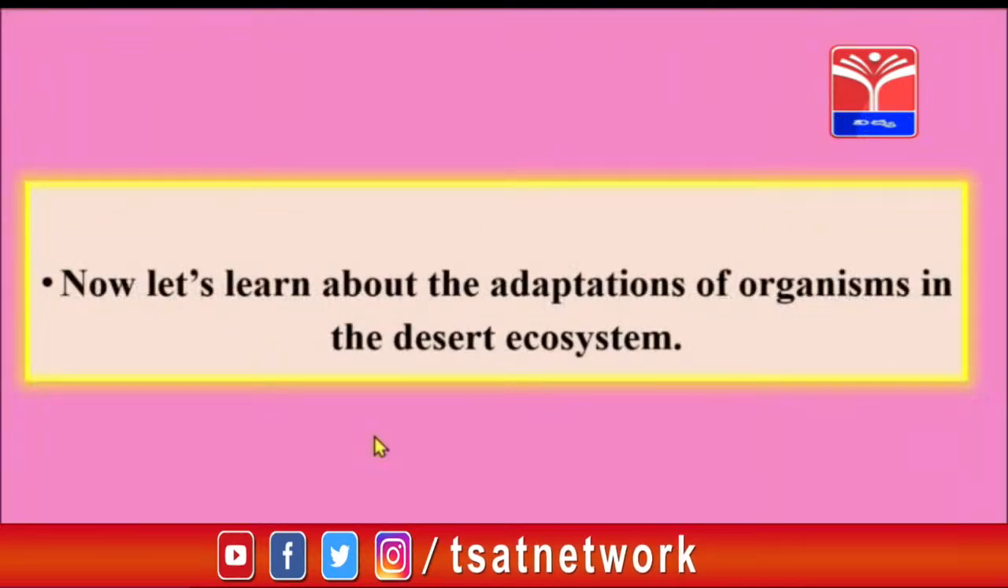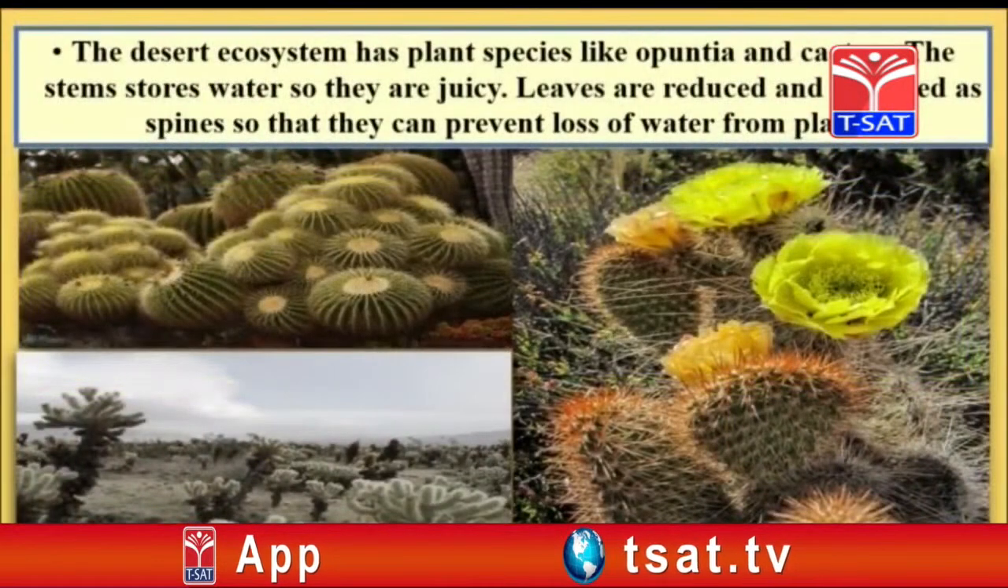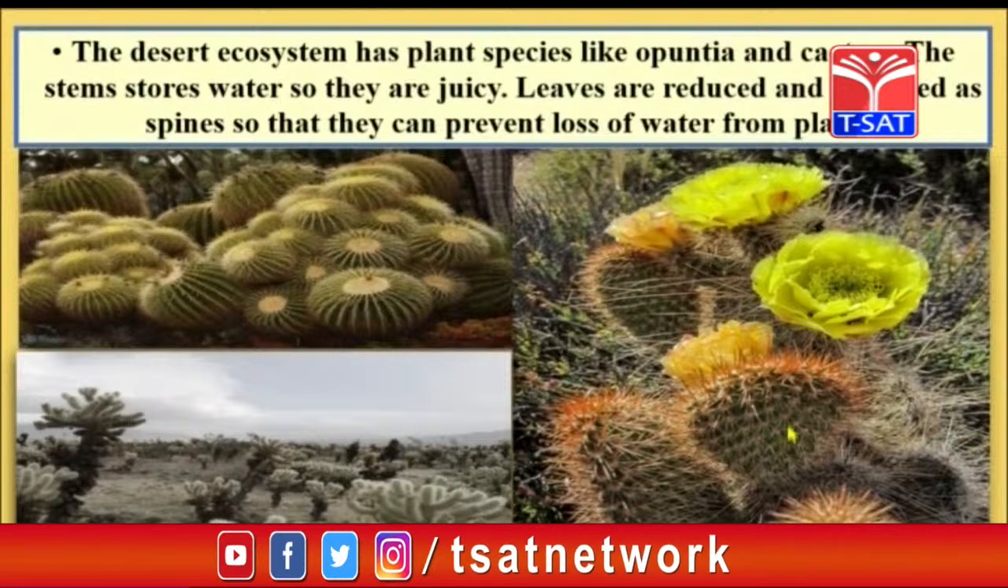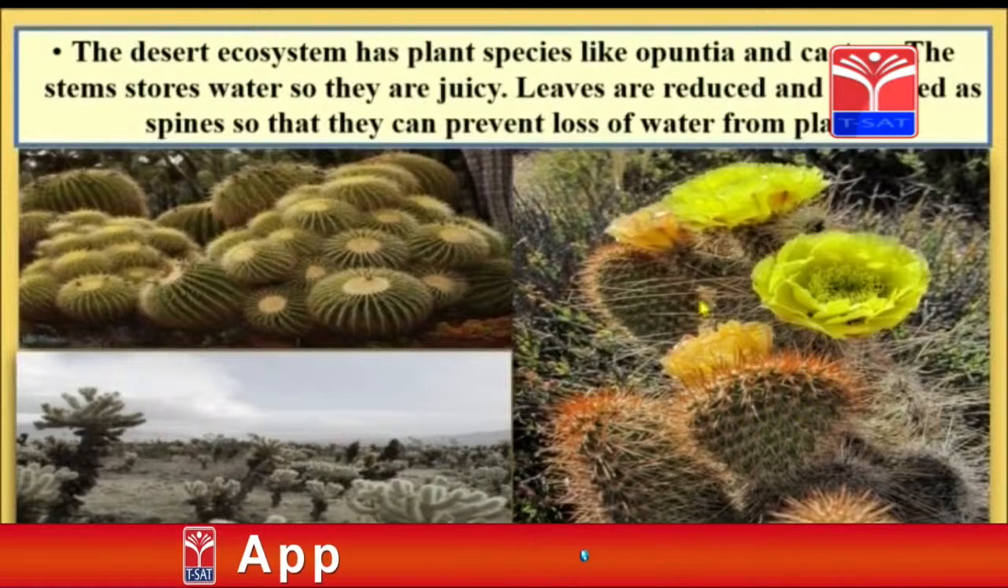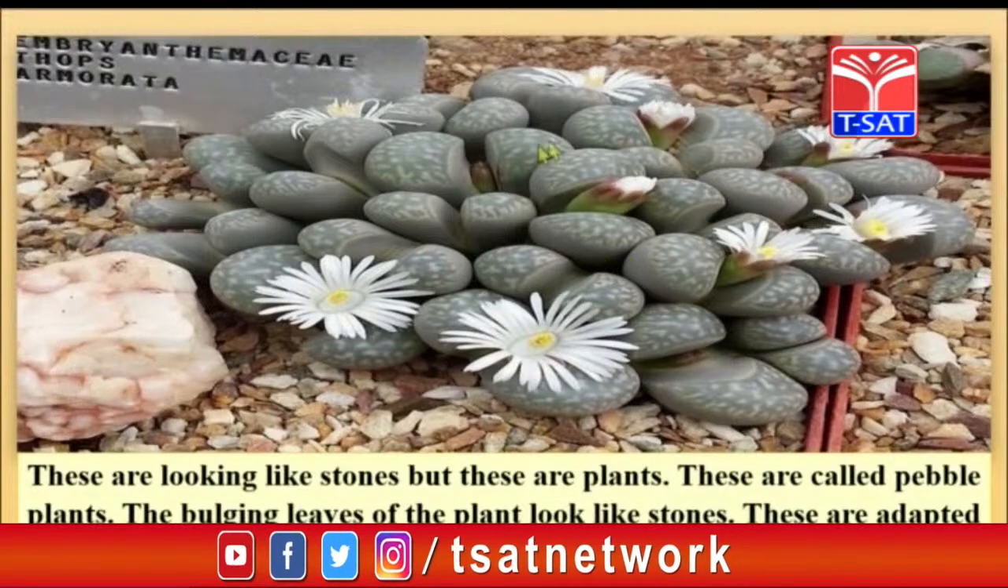Now let us learn about the adaptations of organisms in the desert ecosystem. The desert ecosystem has plant species like opuntia and cactus. The stem stores water, so they are juicy. Leaves are modified as spines and these leaves are reduced so that they can prevent loss of water from plants. Children, look at this picture. What are you finding here? These look like stones, but these are not stones.